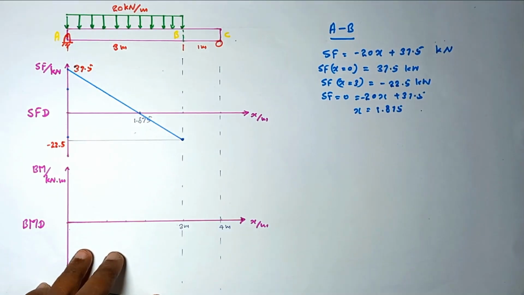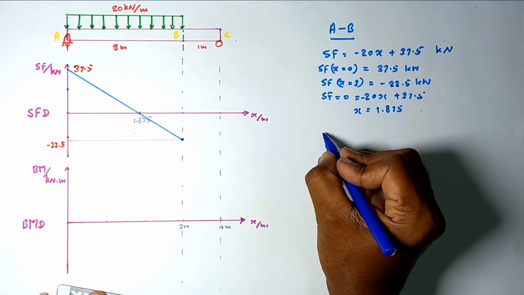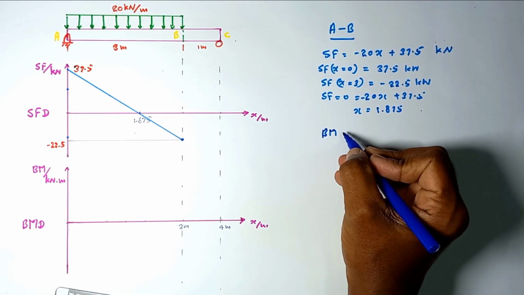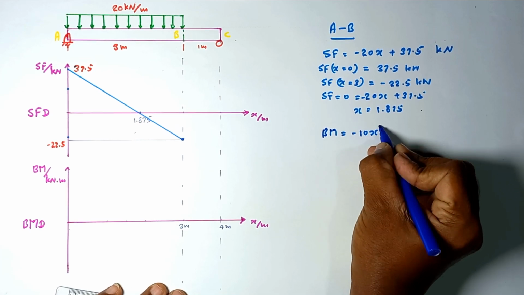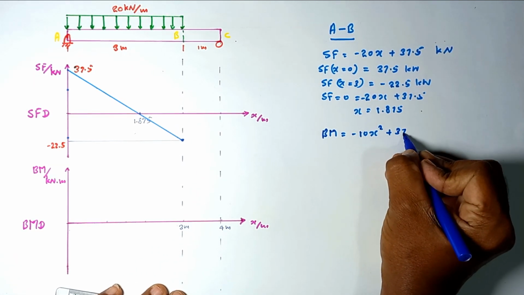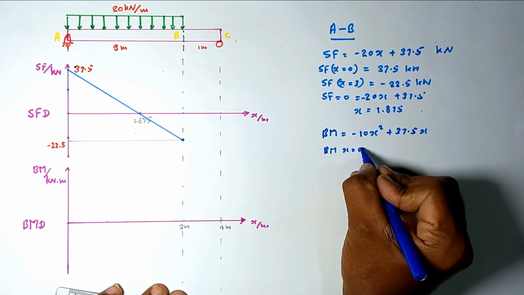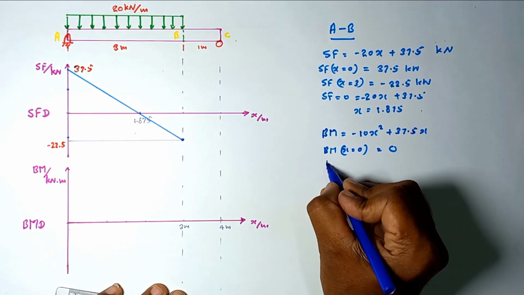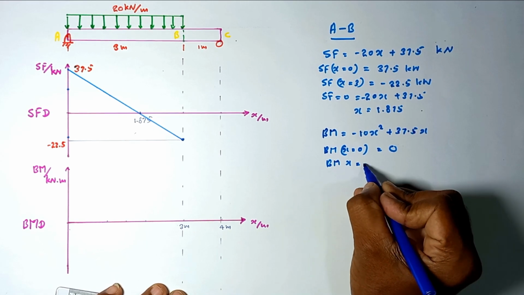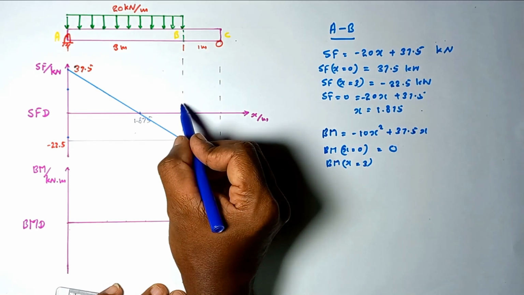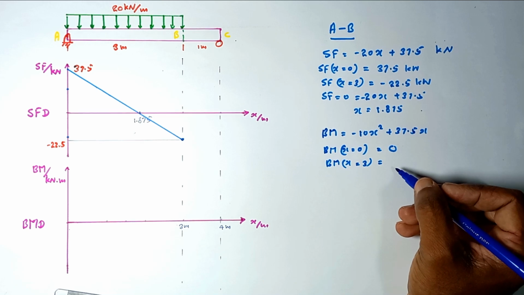Okay. So then that is the shear force equation. The bending moment equation for this region is equal to minus 10x square plus 37.5 into x. Then the bending moment at x equal to 0, the value is equal to 0. By substituting 0 in this equation, we can easily calculate bending moment at x is equal 3. So that means at this B point, we are going to find the bending moment. What is the value? By substituting 3 in this equation, we can easily calculate that one.